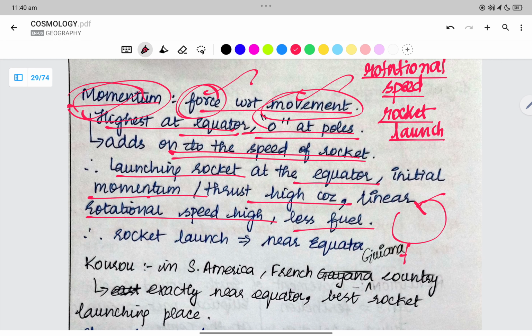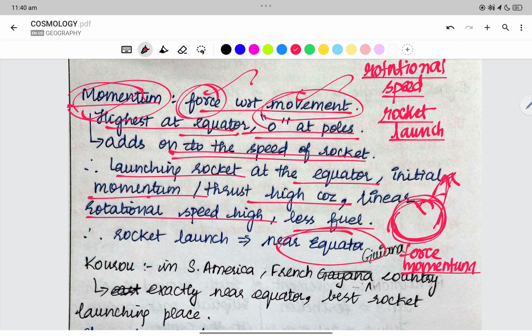Momentum is nothing but the force with respect to the movement, right? So the momentum is automatically higher over here. That is why we choose the equator for rocket launching. It is going slowly at the poles. Therefore, when you launch, you do not get a natural extra force, right? You have to apply force on your own to push when it is going slowly.